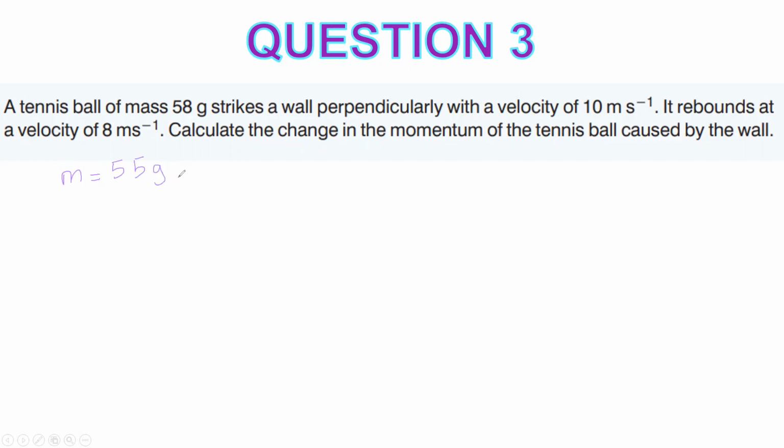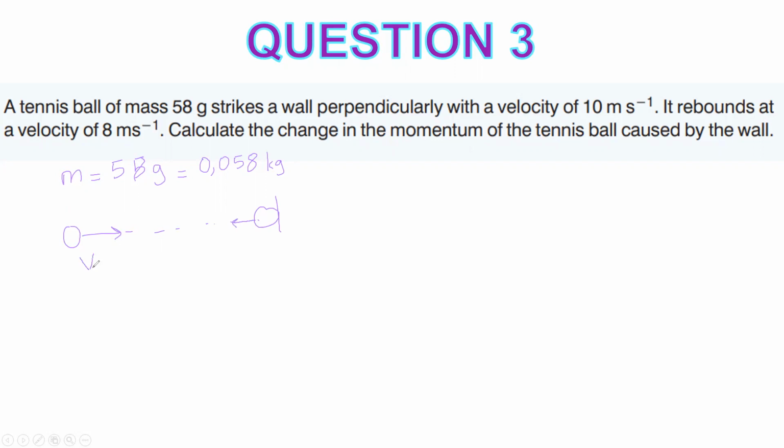55 g. So we must convert 58, sorry, 58 g, we must convert to kg. 58 divided by 1000, you are going to get 0.058 kg. This is our mass. And then what's going on now? They said you have a ball going to the wall just like this. Let's draw. After that, just coming back after collision, it's coming back.